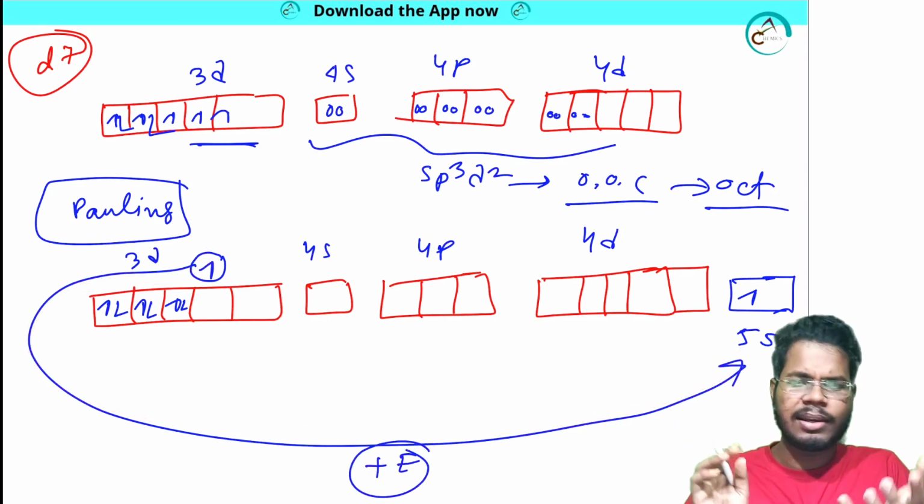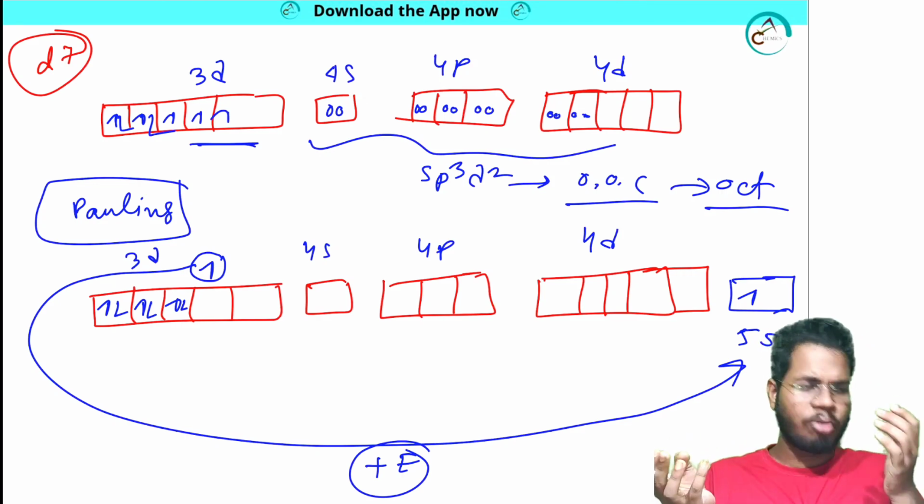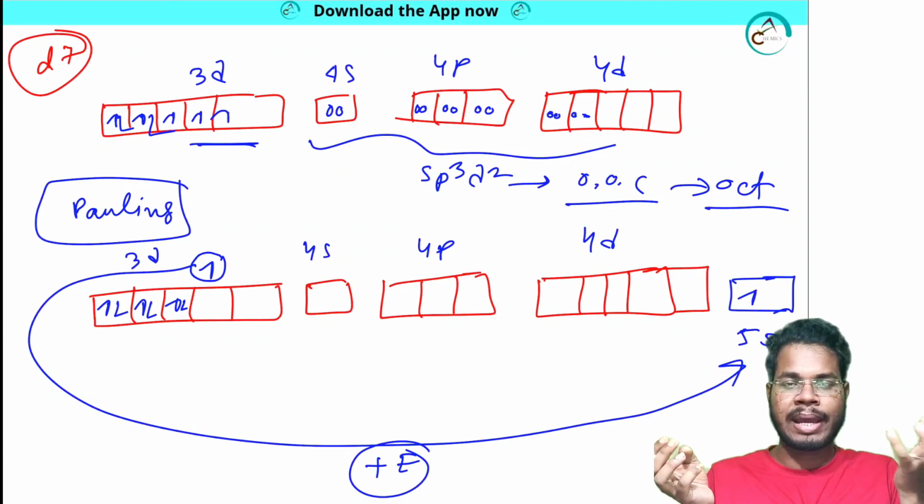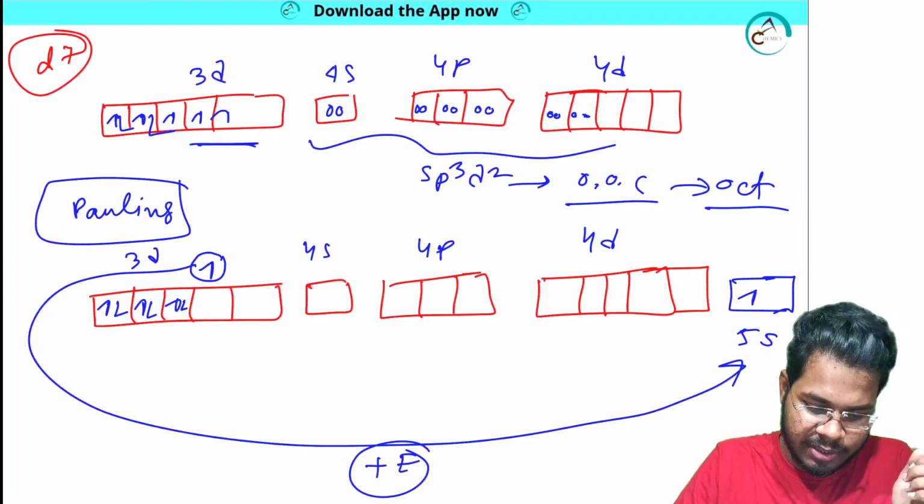So you have to add some energy, and the energy you have to add over here is very little. And what about very little? Can I compare it with something? Yes, you can compare. Let me make you understand that.